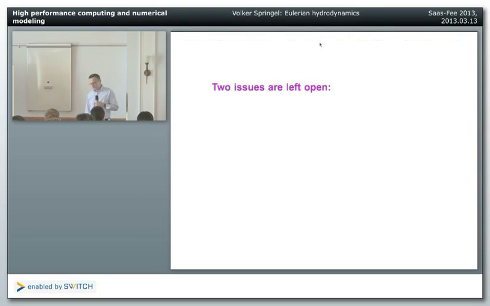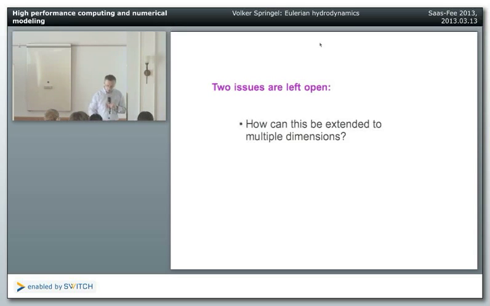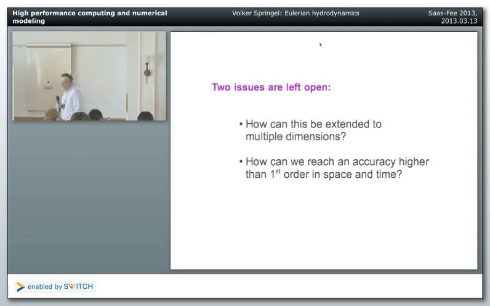Now that we have understood this, we have all the steps of the reconstruct-evolve-average procedure in Godunov's approach, but there are two issues left open. What we've just done was with piecewise constant reconstruction. This is a so-called first-order accurate scheme, the first-order Godunov scheme. The two open issues are: how can this be extended to multiple dimensions, since I just discussed 1D, and how can we extend this to higher accuracy than first order in space and time?